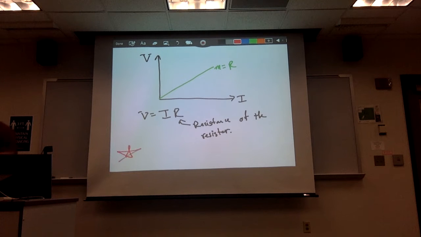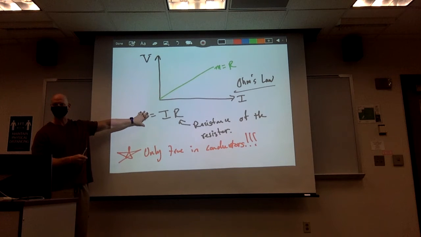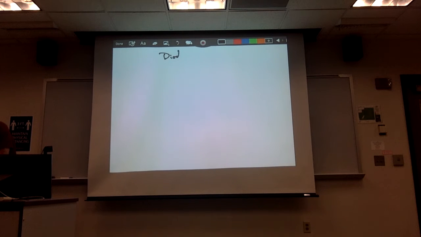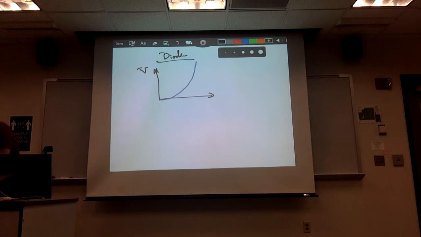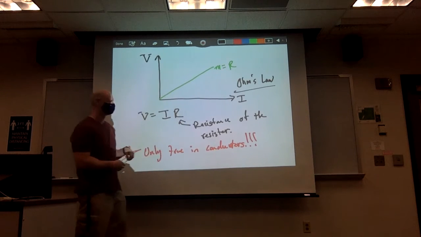Now, things to point out about this. This is only true in conductors. That's what we call Ohm's law. Ohm's law is technically only true inside a conductor. If I have some kind of material that is not a conductor, this does not work anymore. For example, if I was dealing with something like a diode, the potential is actually proportional to the current squared, not directly to the current. If I plotted the potential versus the current for a diode, we actually get something that looks like this, where the potential is directly proportional to the current squared. So again, just pay attention to the fact that this is only technically true for a conductor.